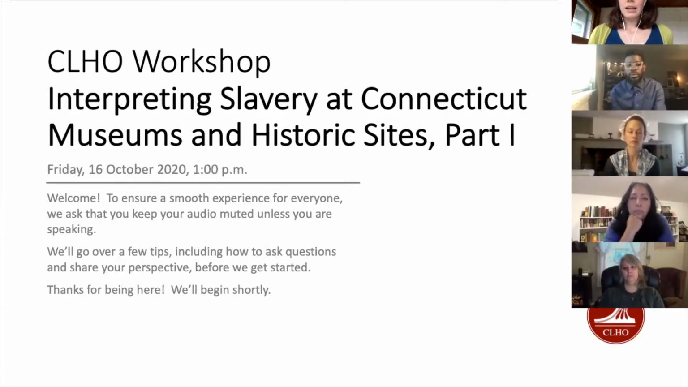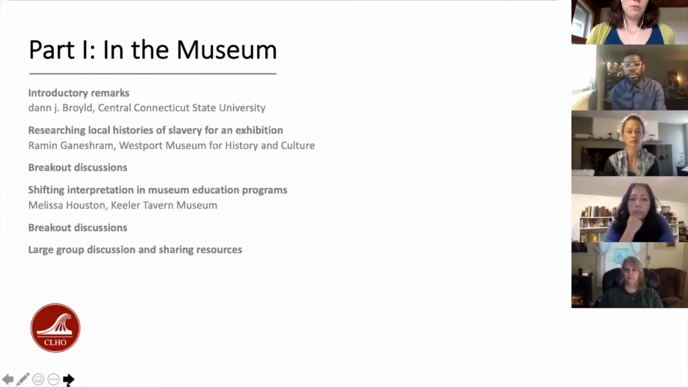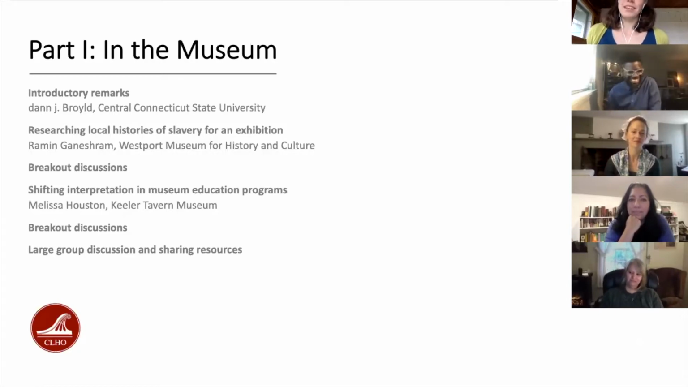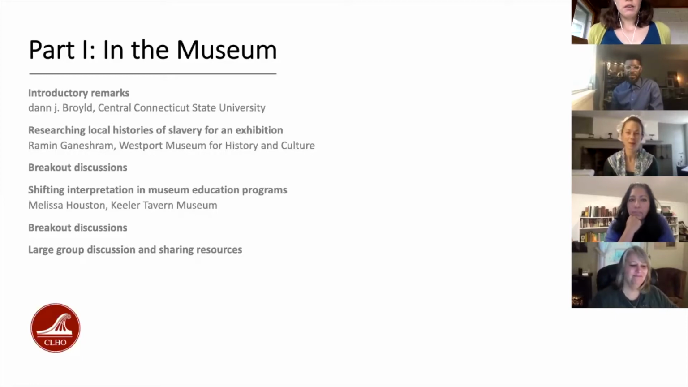So with that in mind, I'll give you a little overview of what we're going to do today. We have with us here today Dr. Dan J. Broyld, who teaches in the history department at Central Connecticut State University, where CLHO's main office is normally housed under normal working conditions. Dan's office is normally right next to mine, but now we're next to each other in these Brady Bunch Zoom rectangles. So he'll be giving us some introductory remarks to help contextualize what our presenters are going to be talking about.